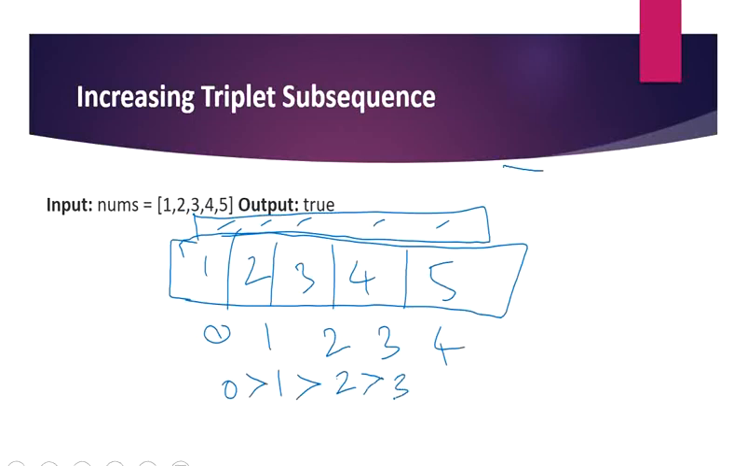They are asking us for the triplet subsequence. So we need to find whether we have three numbers in sequence and the indexes are also in increasing order. Yes, in this case we have three numbers in sequence and the indexes are also in increasing order, so it is a triplet subsequence, so we are returning true.